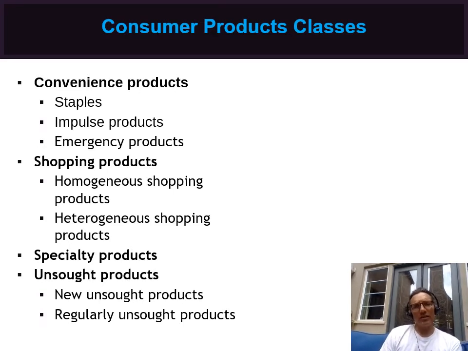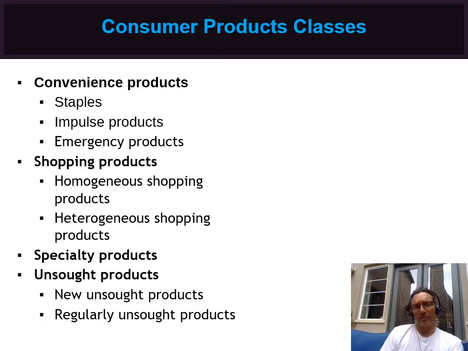If you go to any convenience store, an AM/PM or a 7-Eleven, pretty much everything they offer there are convenience products. Things that people buy routinely and regularly, either staple, impulse, or emergency. That's convenience products. Shopping products.